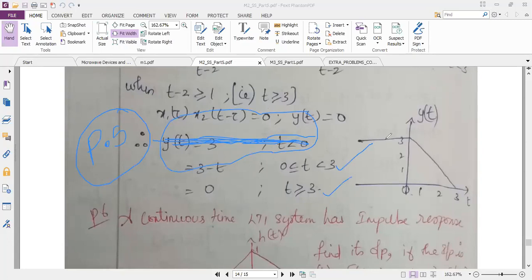I want you to solve this problem separately and tell me in the next class whether what I said is correct or not. There is a mistake in the notes. Are you understanding what I'm trying to convey here?